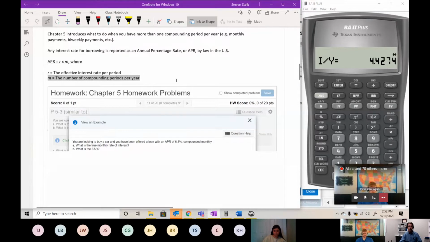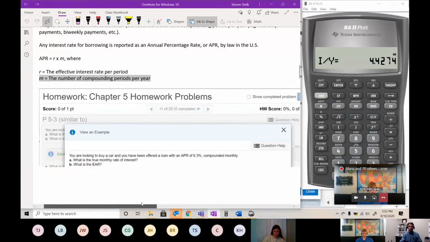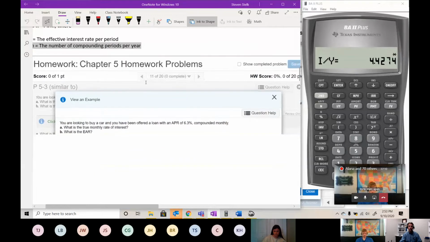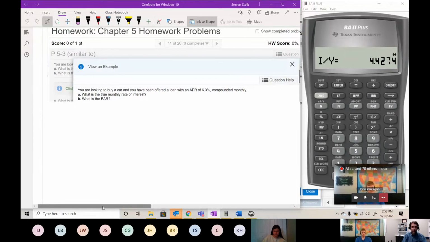Okay, let's look at a homework problem to play with this and make it a little bit more concrete. So I've pulled up the example for number 11 from chapter 5. Number 11 says you're looking to buy a car and you've been offered a loan with an APR of 6.3% compounded monthly. And we've got 2 questions to answer. A, what is the true monthly rate of interest? And B, what is the EAR, or effective annual rate? Okay, let's take these one by one.